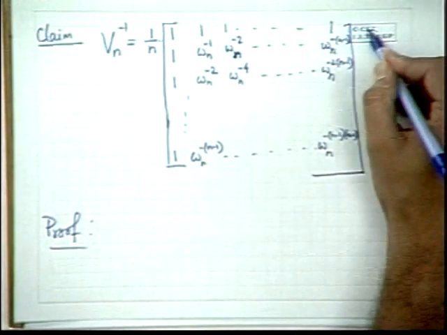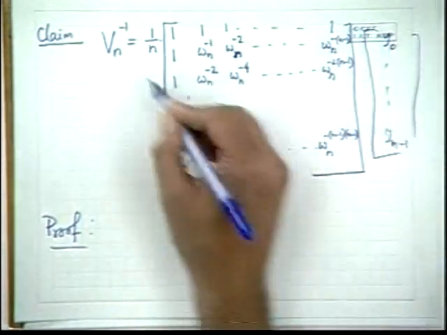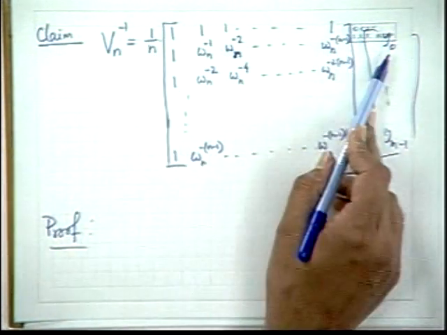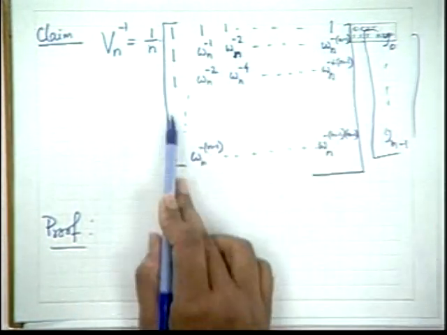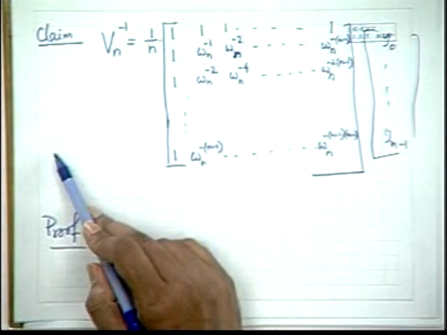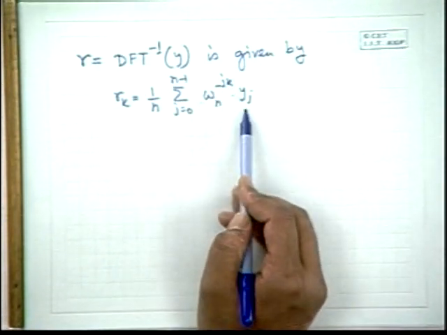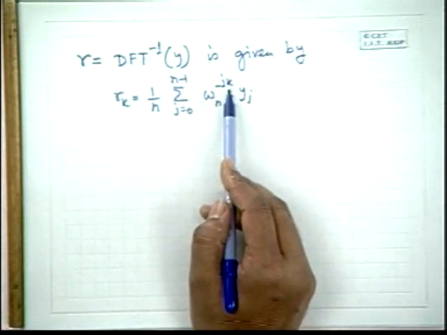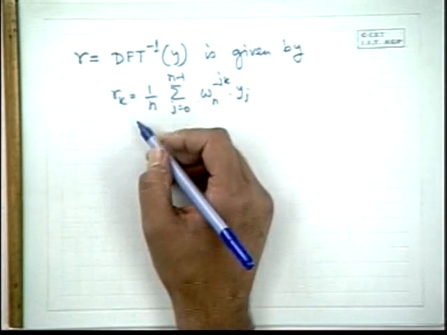Look at this. You have y here, y0 up to yn minus 1, that will give you the r vector on this side. So you write 1 over n, then take a row and multiply with this one. Take the kth row, multiply with this one, and it will give you rk, which is nothing but expressed in this summation here. The kth row is Wn minus jk times yj, with j running from 0 to n minus 1. So this is rk.